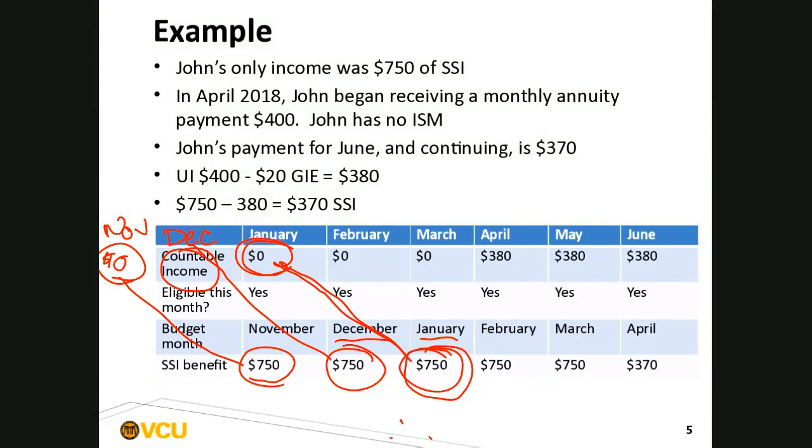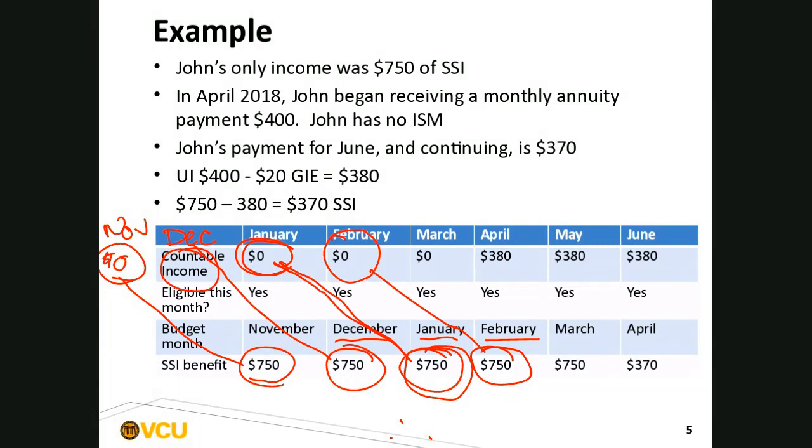So now we look at April, and things get changed up in April. So in April, he now has some income. He got that annuity. And of that $400 annuity, $380 is countable. So based on his income this month, would he be eligible for SSI this month, the month of April? Yeah, he would. But the amount of his SSI this month is not going to be based on that income. The amount of his SSI this month is going to be based on his income in February. So his countable income in February was 0, which means he's going to get $750.